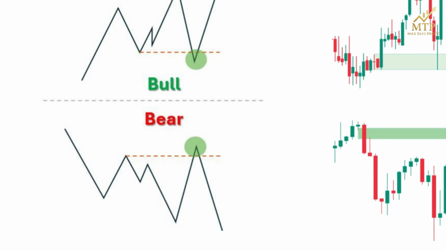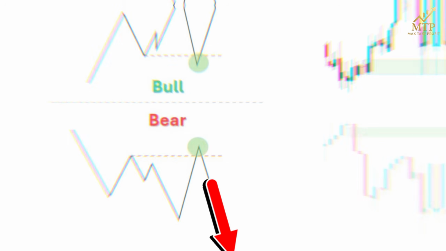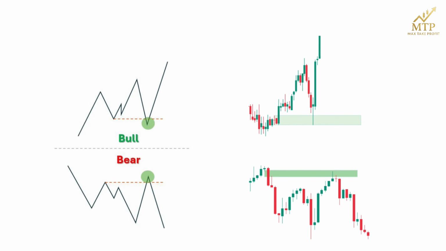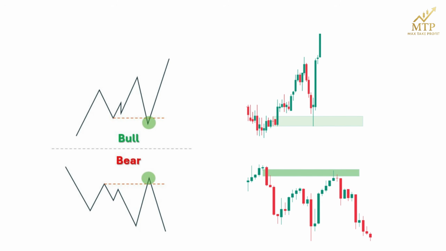And it's the same thing in a downtrend. They push price a bit higher to hunt buy stops, then drop it to continue the move down. The real role of liquidity. Liquidity isn't the enemy. It's actually the target. It's where price is attracted before continuing in its true direction.